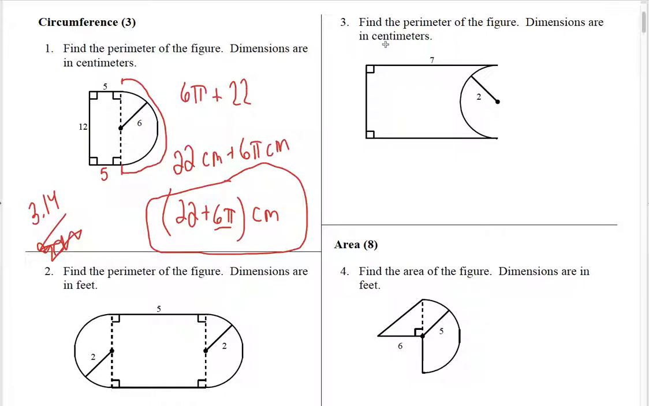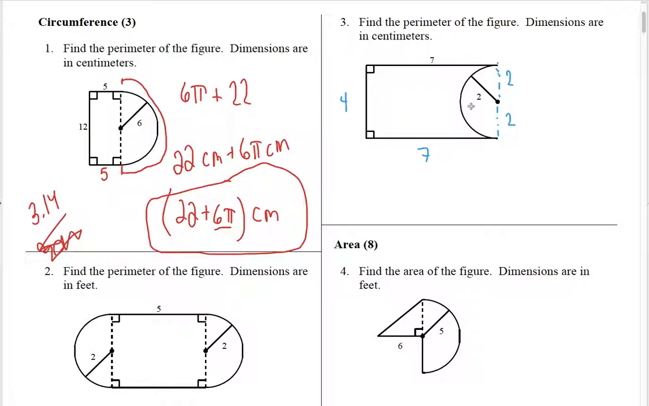So let's look at this number 3 here. If we want to find the perimeter of this figure, we do the same type of thing. So we have 7 on the top. Since it's a rectangle with a half circle taken out of it, we have 7 on the bottom. Now to find this side, we know that the radius of the circle is 2. So if that radius is 2, this radius is also 2. And since all radii are equal, this one's also 2. So we know this side is going to be 4 centimeters.